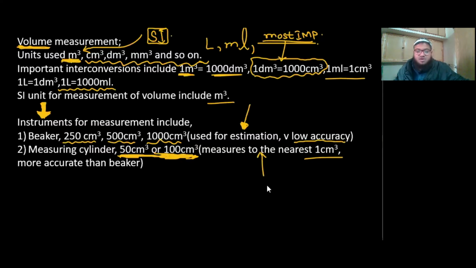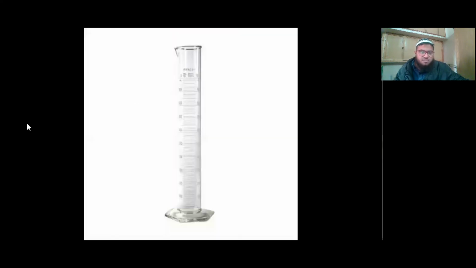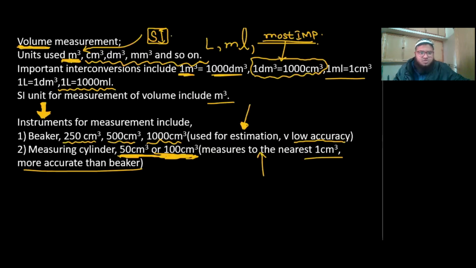This is something I would expect you to learn, because they do ask you the accuracy or the least count of a measuring cylinder, especially in ATP. It is more accurate than a beaker, and of course it's more accurate because it has all these graduations and marks. Let me show you a diagram of a measuring cylinder. This is how your measuring cylinder looks. It also has a beak-like structure over here, and it is cylindrical in shape, so that's why it's called a measuring cylinder. Now this was about the measuring cylinder.